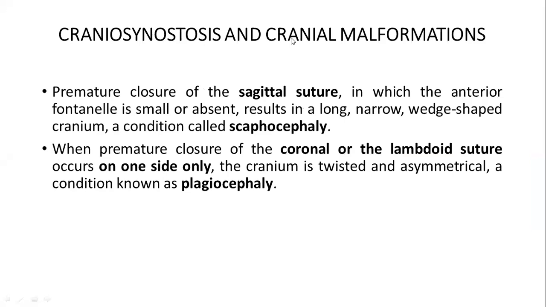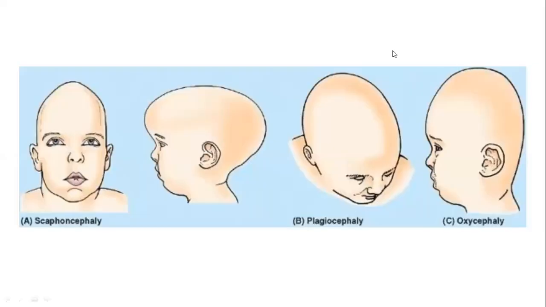Another term is plagiocephaly. It is a premature closure of the coronal or lambdoid suture on one side only. One of the coronal sutures or one of the lambdoid sutures, on only one side. So the cranium is twisted and asymmetrical. This is plagiocephaly. It is asymmetrical and different from the rest of the skulls.